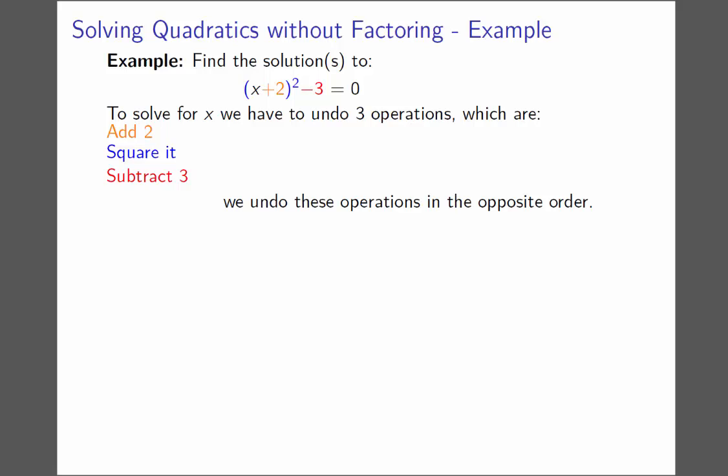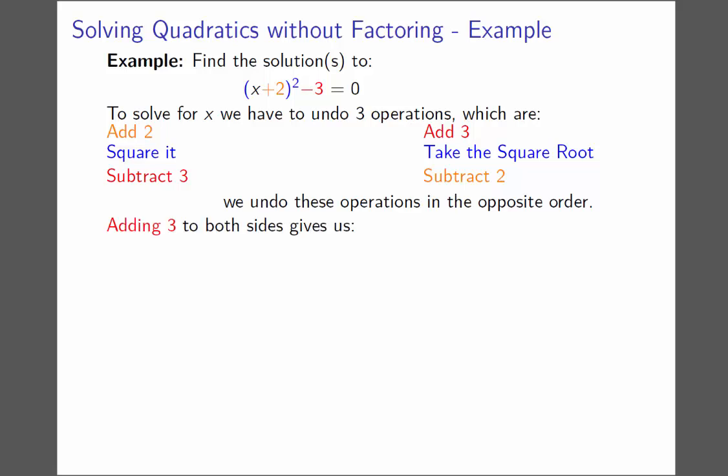First, we will undo subtracting 3 by adding 3. Then, to undo the squaring, we'll take the square root. And finally, to undo adding 2, we subtract 2. So let's start by adding 3 to both sides. This gives us (x + 2)² − 3 + 3 = 0 + 3, which is 3. And on the left, we have (x + 2)², since −3 + 3 is 0.